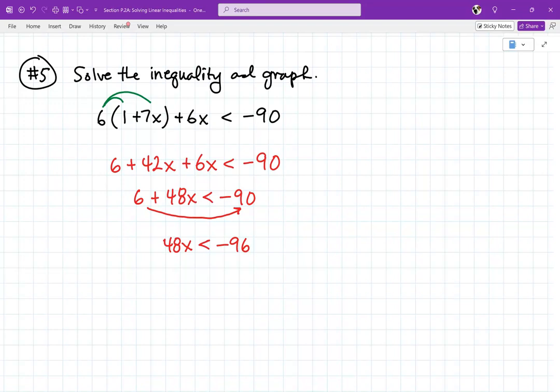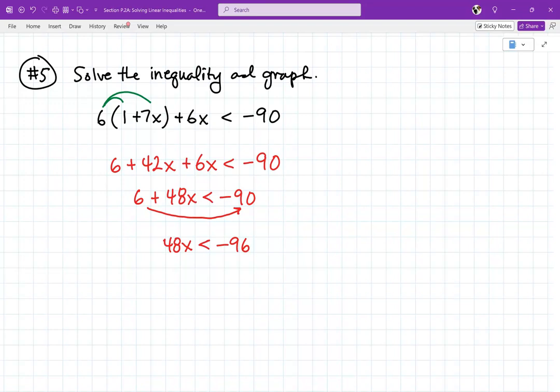I think you accidentally put 48 instead of 42. Oh, well, I added 42x plus 6x. Oh, yeah, I didn't see that. Right now when you said that, I'm like, yeah, I did. Why did I do that? And then I realized I did add it. Thank you though. But yeah, I did add it together. And when I move the 6 over to the right side, it becomes negative. So negative 90 minus 6 is negative 96.